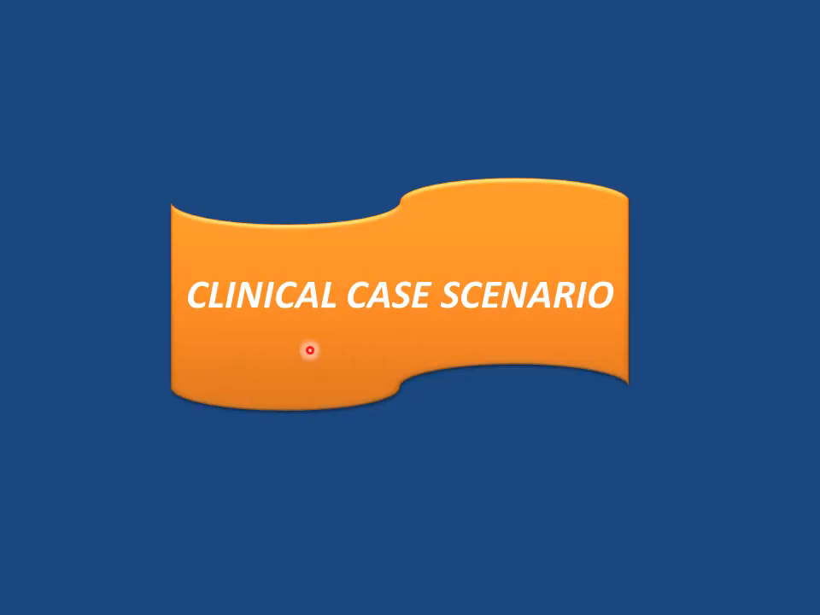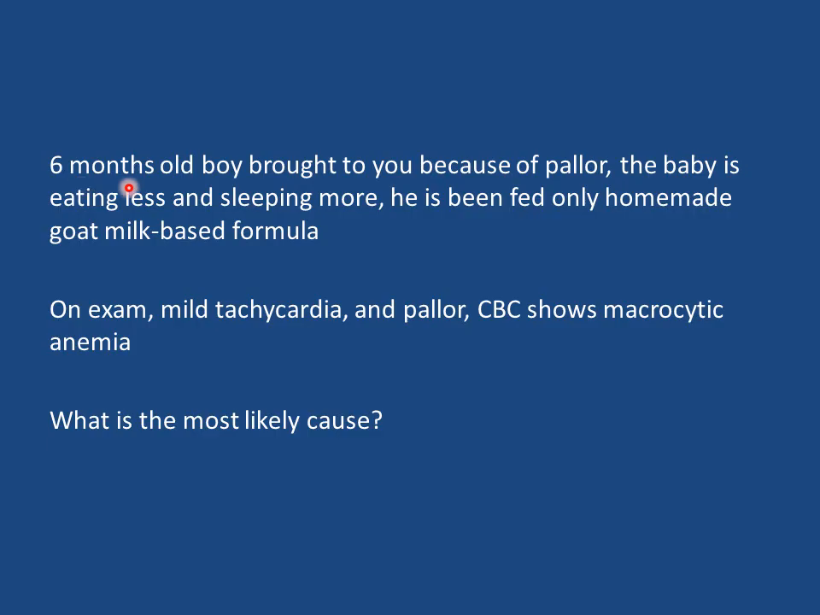Let's take another case scenario. This is a 6-month-old brought to you because of pallor. The child is pale. The baby is eating less, sleeping more. He has been fed only homemade goat milk based formula. On physical examination, mild tachycardia, pallor, CBC shows macrocytic anemia. What is the most likely cause?